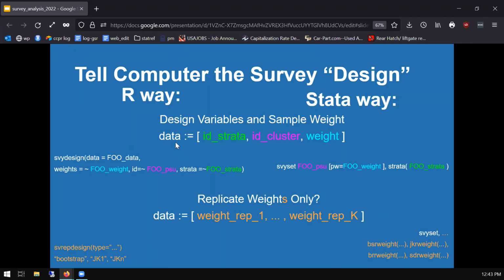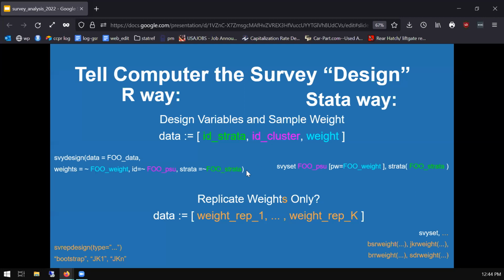So this slide is exactly the same as what you see in the top half. Some of the newer survey data sets give you a variable column that has the Strata ID. There's a column for the cluster groups, and there's a column for the survey weights. If that's the case, then in Stata, you would set it up like this. In R, you would set it up like that. That was what we saw in the previous slide.